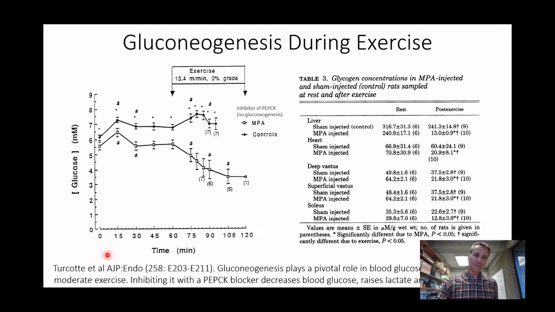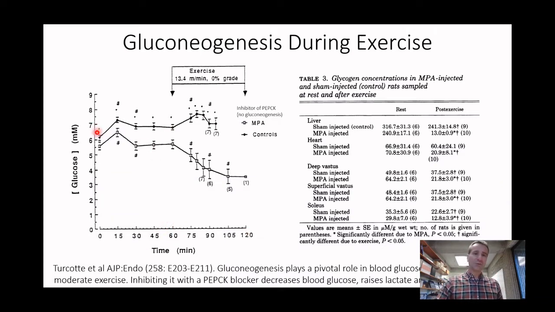So this is a follow-up study by Lorraine Turcotte, still in George Brooks' lab. She's now at the University of Southern California. What she did in this study is she used a drug called MPA. And this is an inhibitor of PEPCK, which is an enzyme necessary for gluconeogenesis. And what she did is she measured glucose levels in rats that were exercised for, and you can see, up to 120 minutes. The exercise was from 60 minutes to 120 minutes.